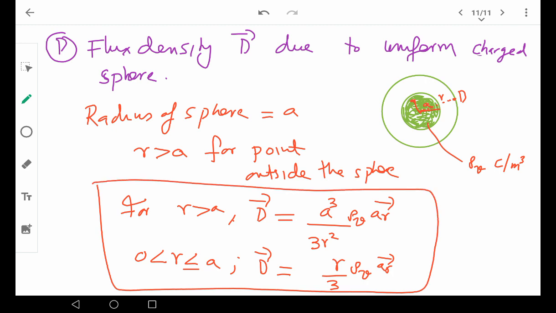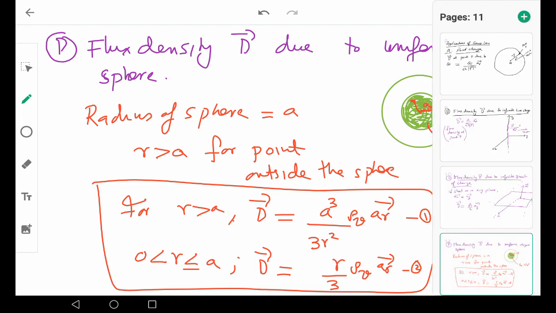So you see, if the point is outside the sphere, r greater than a, D is given by equation 1. And if the point is inside the sphere, D is given by equation 2. Understand? Now what we can do is a simple problem. A simple example I will give you. That would be enough for you.